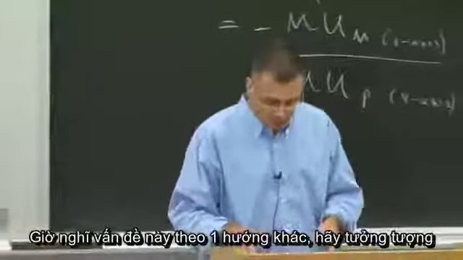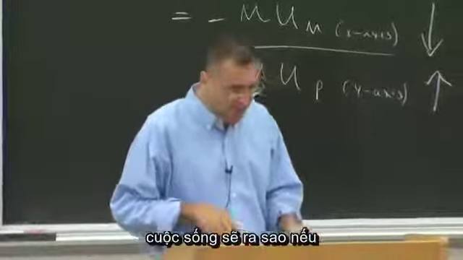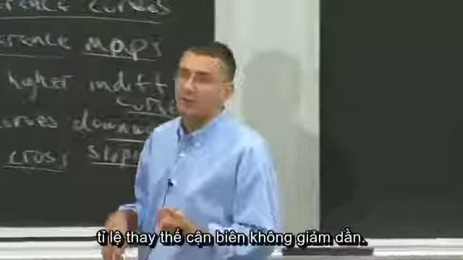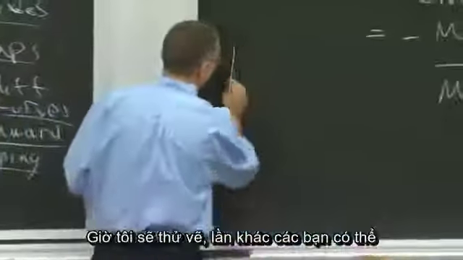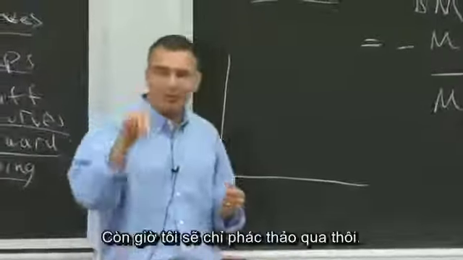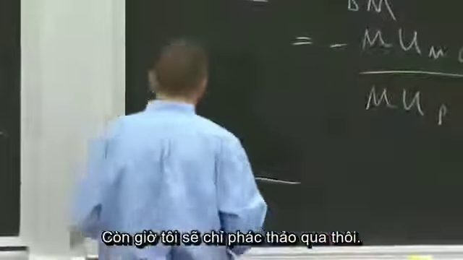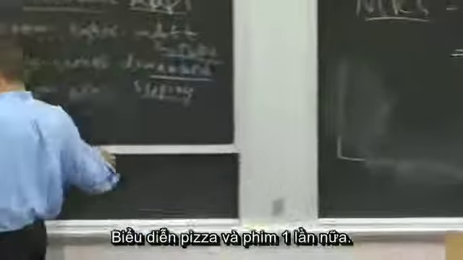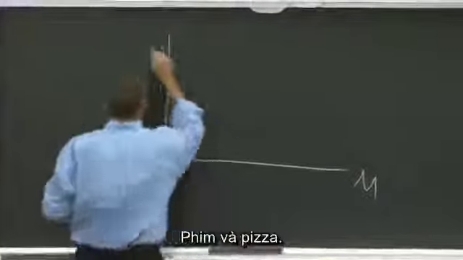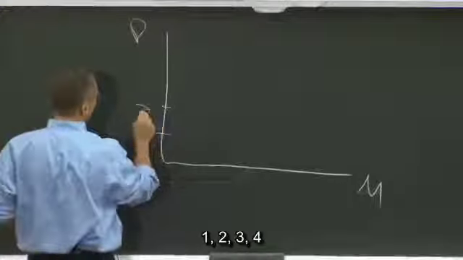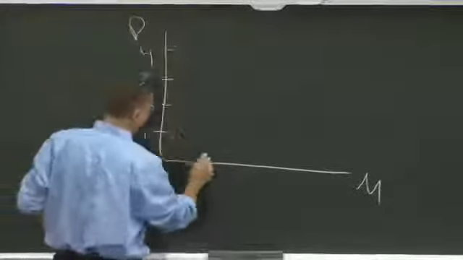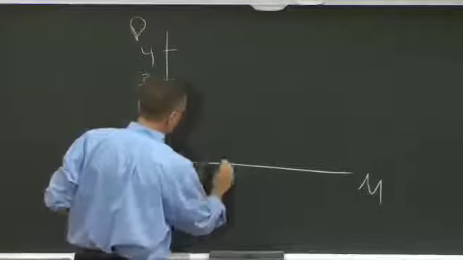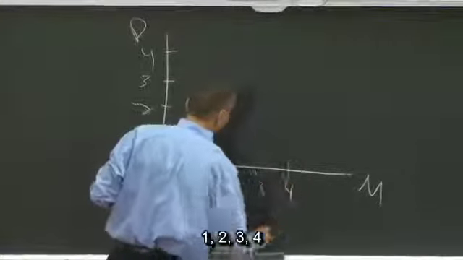is imagine for a moment what life would be like if we didn't have diminishing marginal rates of substitution. And once again, Jessica, next year we'll let you make this pretty, but I'm going to try to draw it crudely here. Let's do movies and pizza again, and let's do 1, 2, 3, 4. Okay.